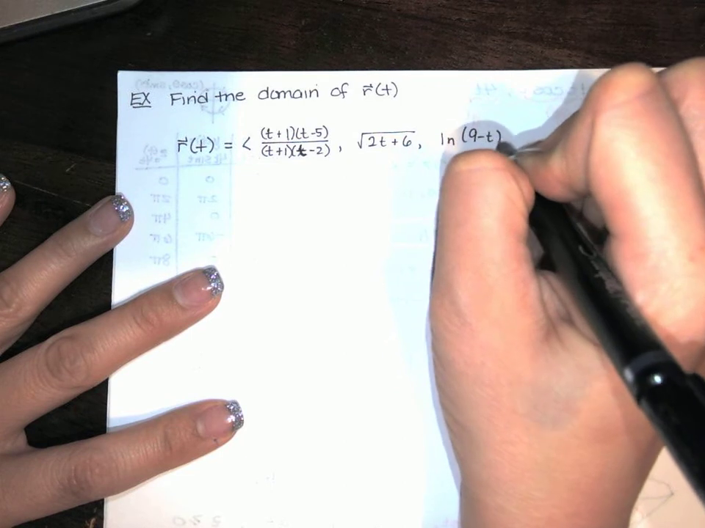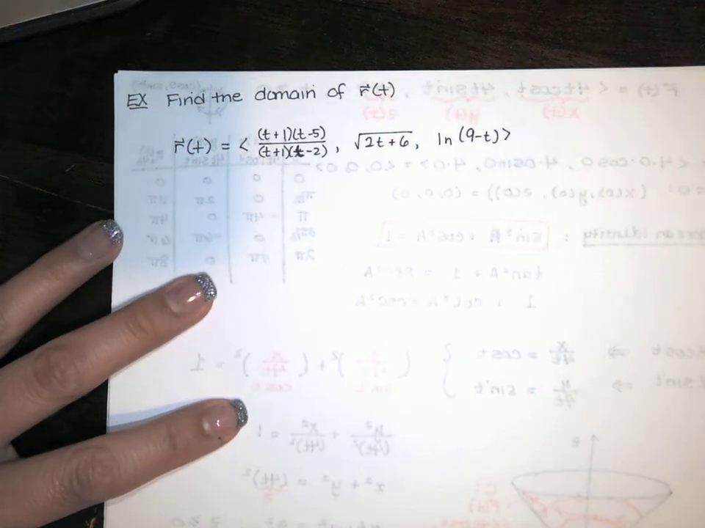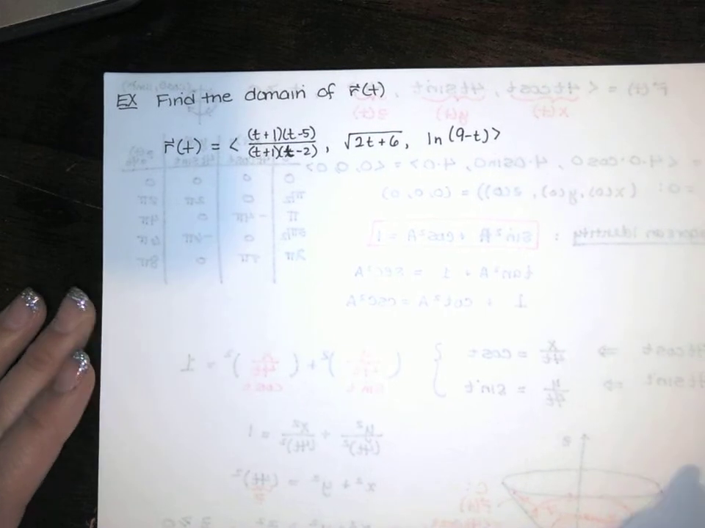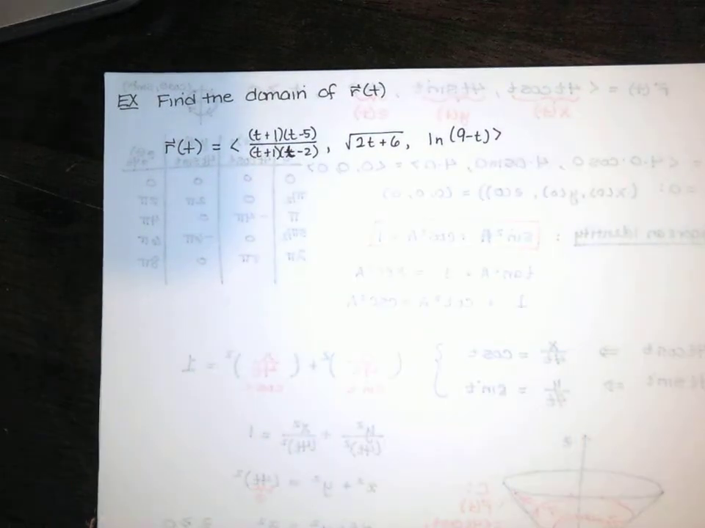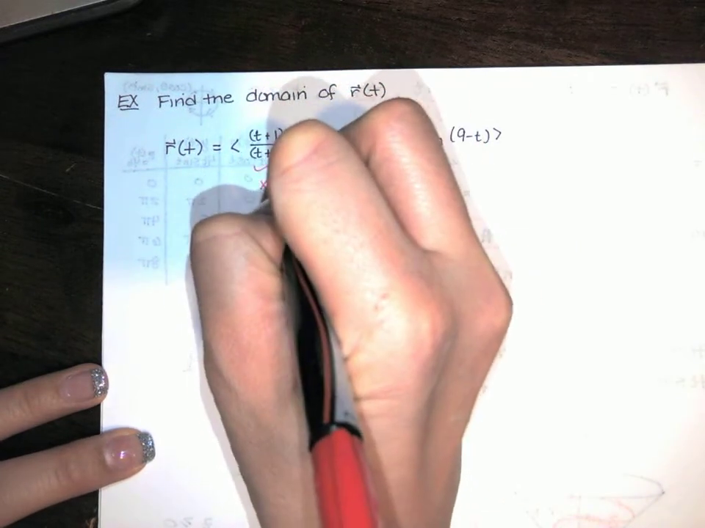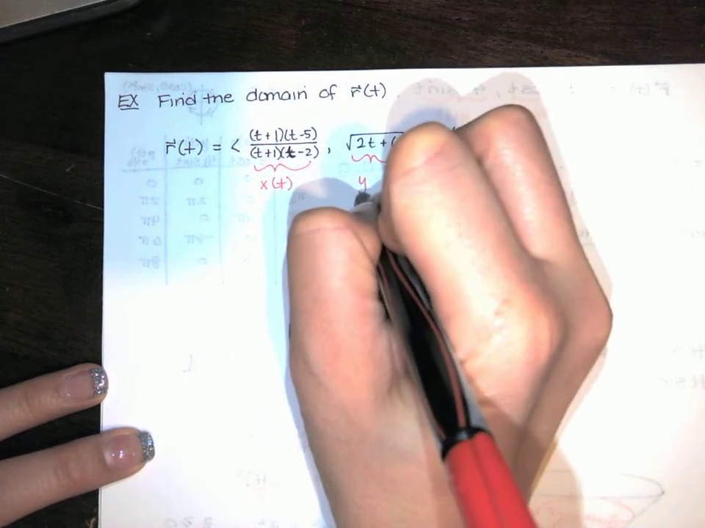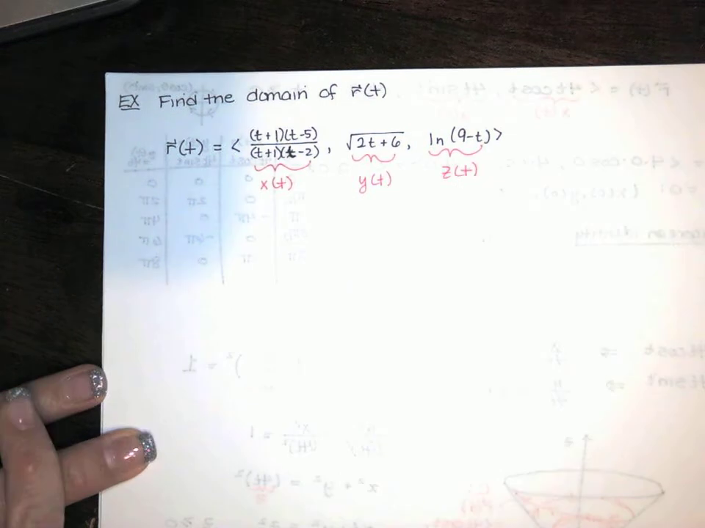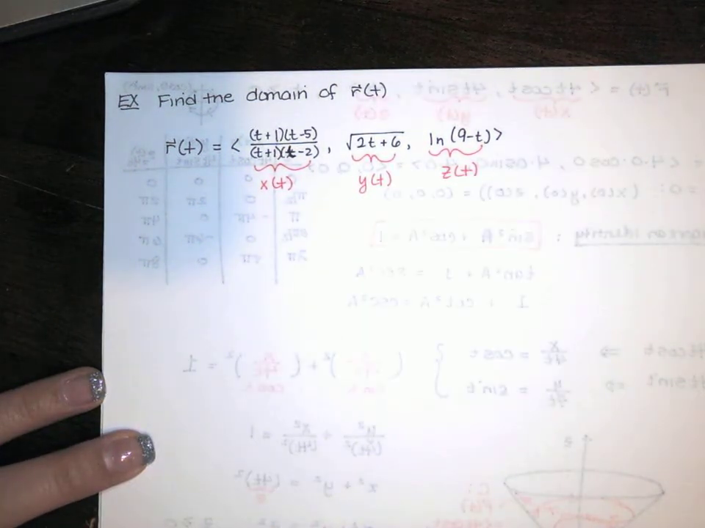You might say, Miss Townsend, when on earth will we ever see a particle that travels on a path that looks like that? You're absolutely right. This is very contrived, but we're using it as an example to find the domain of R of t, and those 3 things that we need to worry about. So this is x of t, and this is y of t, and this is z of t. If I want to find the domain of R of t, I need to find the domain of each of these 3 parts and then see where they overlap.